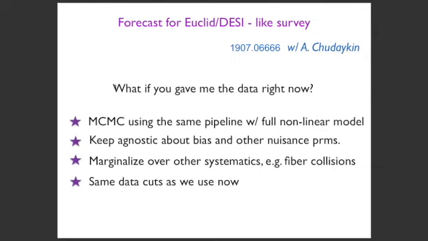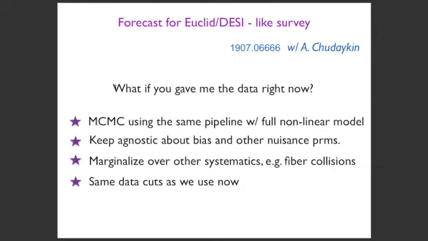So we use the same pipeline, the same full nonlinear model, and we run the whole MCMC with a bunch of nuisance parameters. I think that in total we had 50 nuisance parameters and all cosmological parameters without any priors, also without a prior on omega baryons. The idea was to stay totally agnostic about the biases and nuisance parameters. So we put no priors on them and marginalize over them.